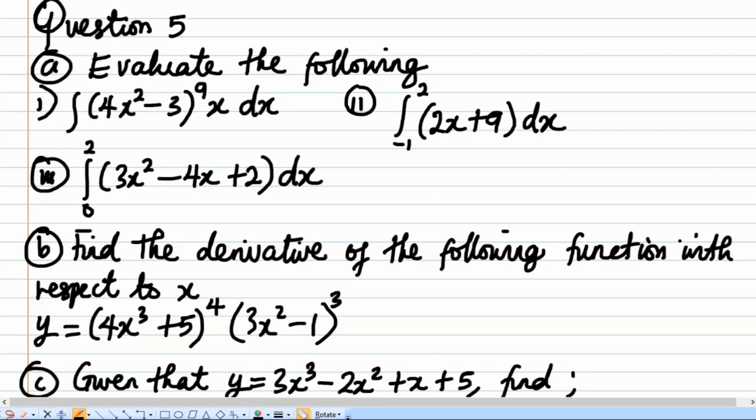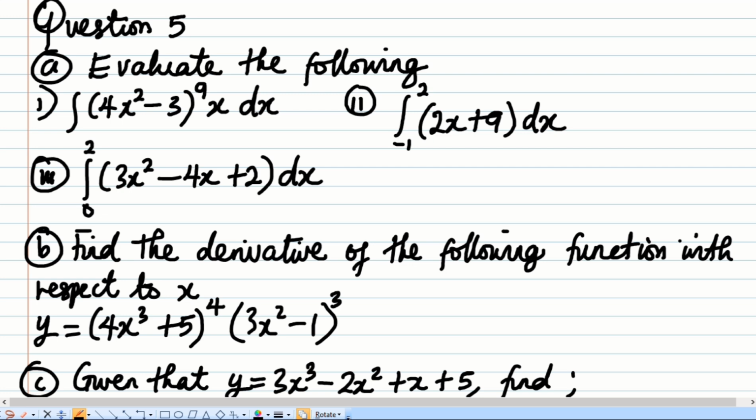So we're going to move on with question number 5 and keep progressing like that. We are asked to evaluate the following. You see we're beginning to enter the territory of integrals, because the opposite of differentiation, which we've been doing all this while, is integration. So I'm going to show how we're going to simplify these questions.